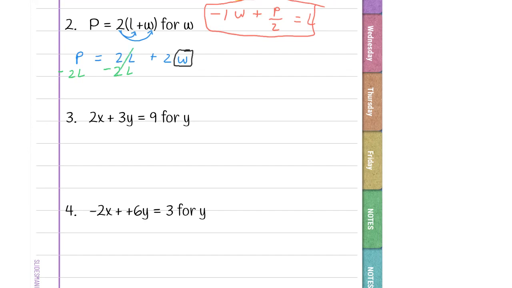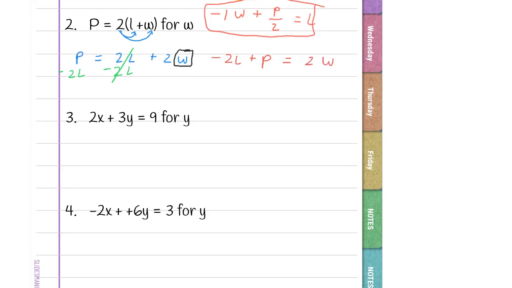2L minus 2L reduces to 0. So then I'm going to rewrite it. And what do I rewrite first? Well, I move that negative 2L, and that is my coefficient with my variable. So that goes first, negative 2L. That P is positive, so that is plus P. And then I have equals to 2W.